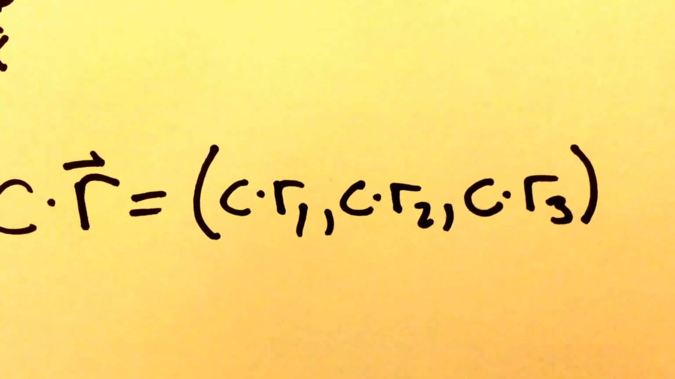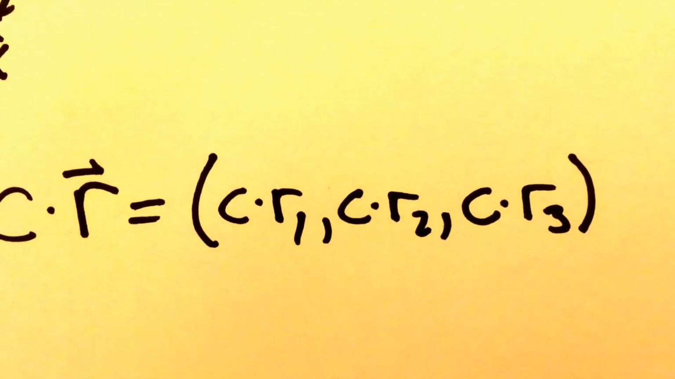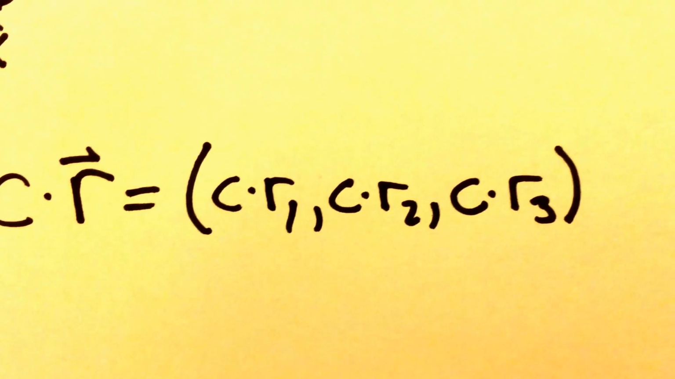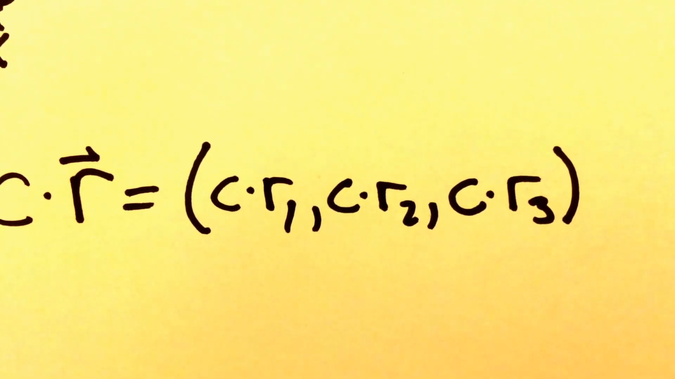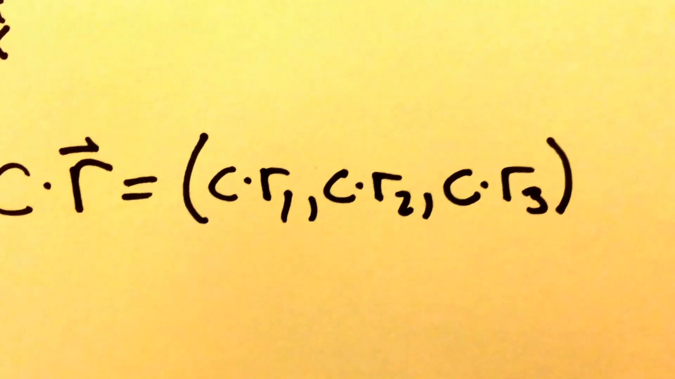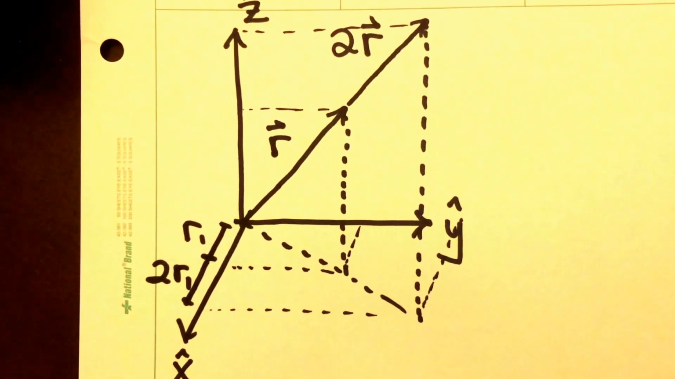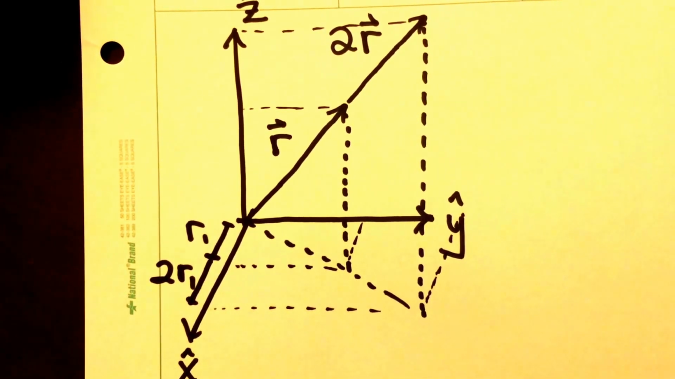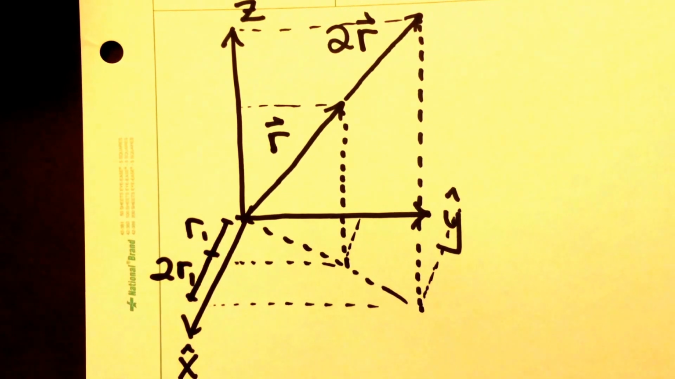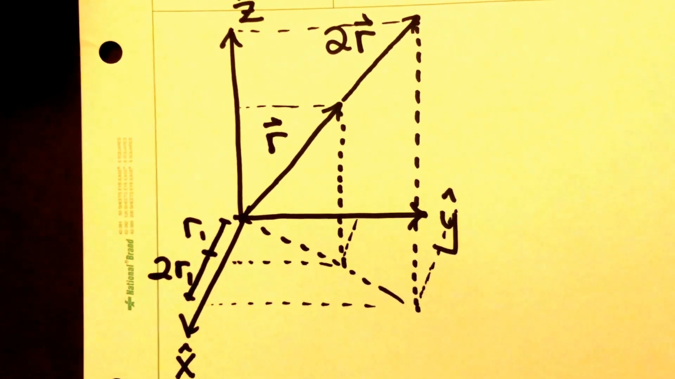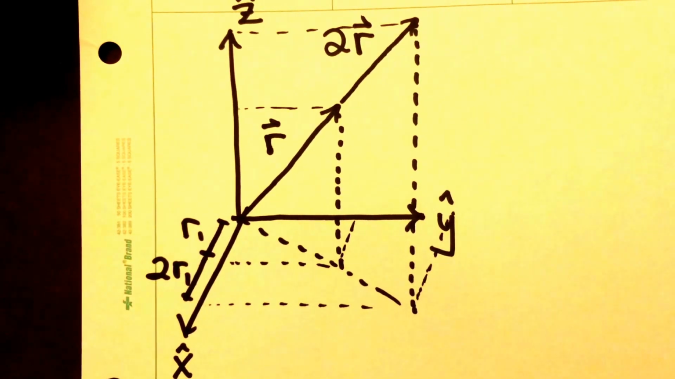You can also multiply a vector by a scalar. So in this case, I'm multiplying the vector r by the number c, and this has the effect of just increasing each of the components x, y, and z for the r vector by a factor of c. So for example, if I multiply the vector r by the number 2, that has the effect of lengthening the vector r, making it twice as long. And so that means each of the components, x, y, and z, are now twice as long in the new vector as they were in the original vector.